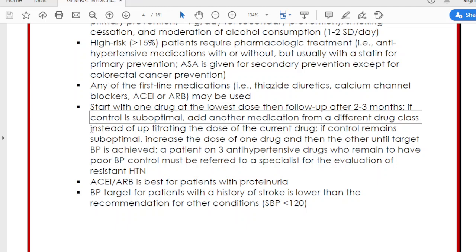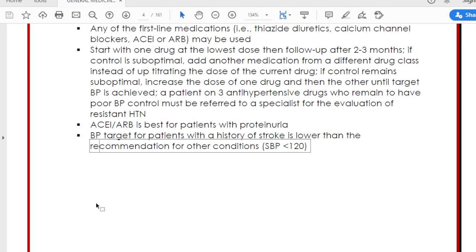If control is suboptimal, add another medication from a different drug class instead of up-titrating the dose of the current drug. If control remains suboptimal, increase the dose of one drug and then the other until target BP is achieved. A patient on 3 antihypertensive drugs who continues to have poor BP control must be referred to a specialist for evaluation of resistant HTN. ACEI/ARB is best for patients with proteinuria. BP target for patients with a history of stroke is lower than the recommendation for other conditions, SBP less than 120.